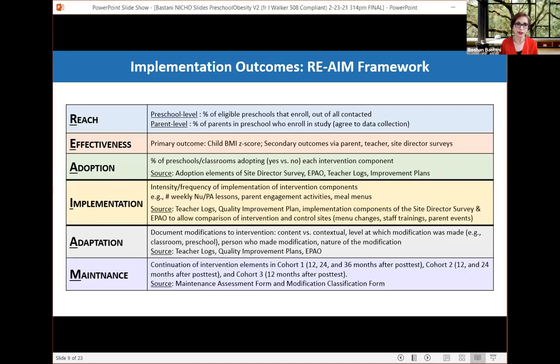And I'm not going to go through each one of these, but for each element in the RE-AIM framework, we have definitions, and then we also have measures that we have developed for each one of these. And I'll just do a couple. So REACH might be the percent of eligible preschools that were invited that actually accepted our invitation, or at the level of the school, the proportion of parents that were asked to allow their child to be measured that agreed. Or implementation might be the intensity and frequency of implementation of each of the elements.